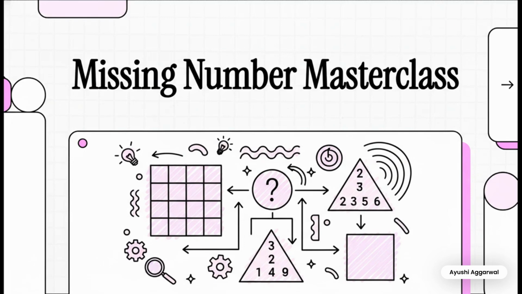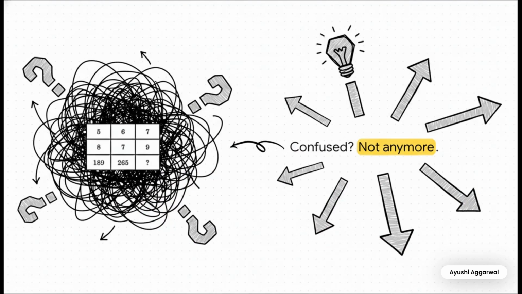Today we're going to master a reasoning topic that often trips up even the best students, missing numbers. I promise, by the end of this session, you'll have the patterns and strategies to tackle these questions with absolute confidence. Do questions like this make your head spin?